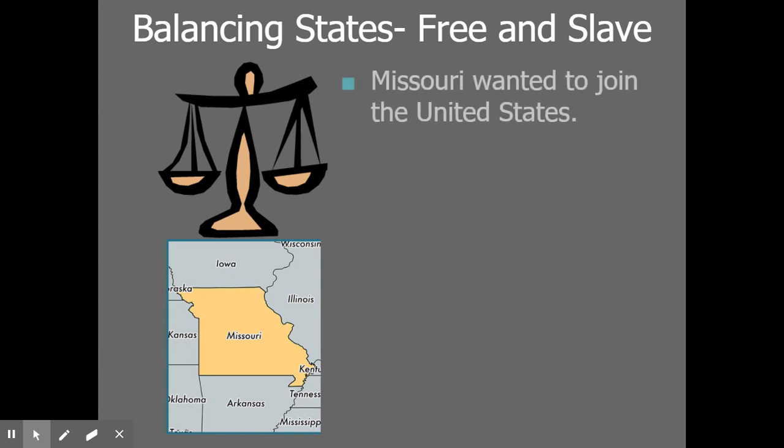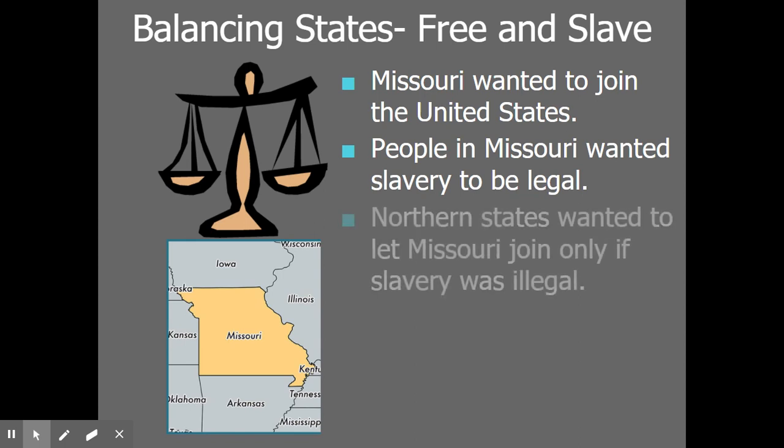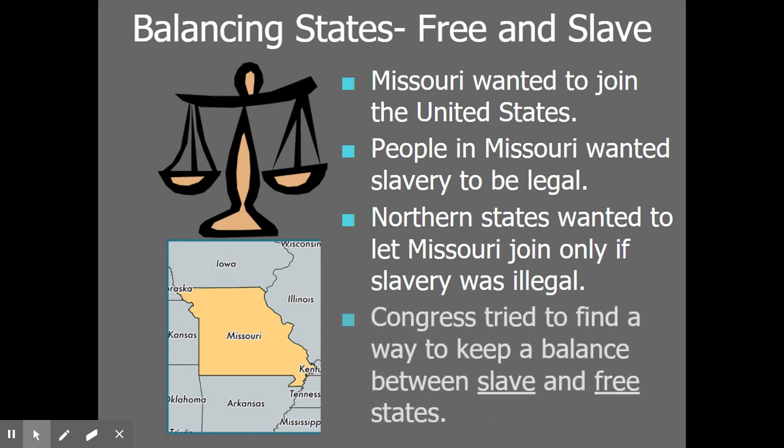So along comes Missouri. Missouri was part of that territory that had been gained through the Louisiana Purchase. They wanted to join the United States, and they wanted to join as a slave state. They wanted slavery to be legal. Well, the northern states were against this. They wanted to let Missouri join, but only if slavery was going to be illegal there. So Congress has to try to find a way to keep the balance.